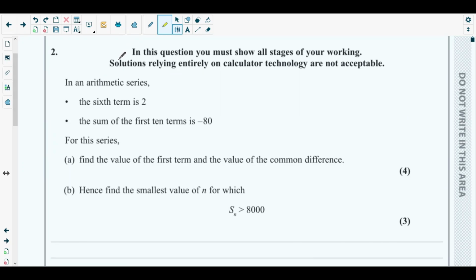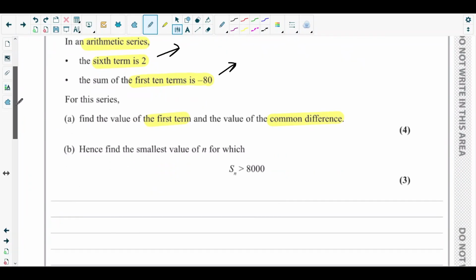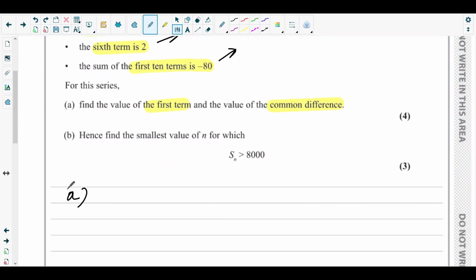Okay, so in question 2, the question says: in an arithmetic series, the sixth term is 2. The sum of the first 10 terms, that is S of 10, is negative 80. So for this series, part A is asking to find the value of the first term and the value of the common difference. Okay, so the sixth term is given and the sum of the first 10 terms is given.